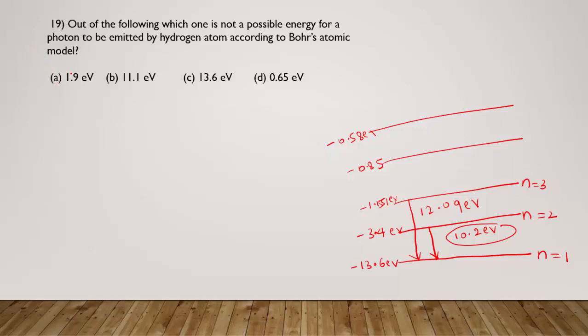Option A 1.9 electron volt, option B 11.1 electron volt, option C 13.6 electron volt, option D 0.65 electron volt. Here 13.6 electron volt is the ground state value, and for n equal to 2 that value is minus 3.4. Here 0.65 and 1.9, these values are less than 3.4. Here option B is the right answer. Out of these choices, 11.1 electron volt is not a possible energy for a photon emitted by a hydrogen atom according to Bohr's atomic theory.